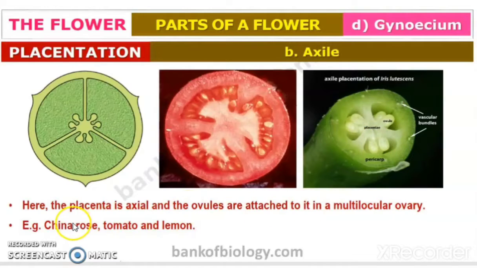Examples of these plants are China rose, tomato and lemon. If you see them, you will find this multilocular ovary structure. The ovary is seen as different locules, and each of them will have ovules inside, and that too in the axis portion. So the placenta will be in the axial portion, right? This is about the axial placentation.